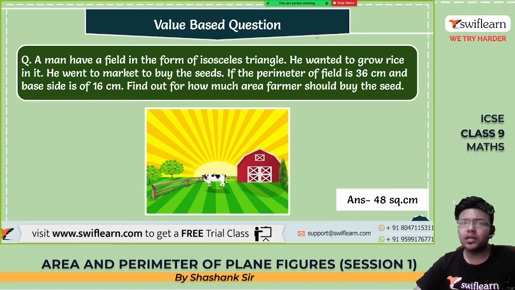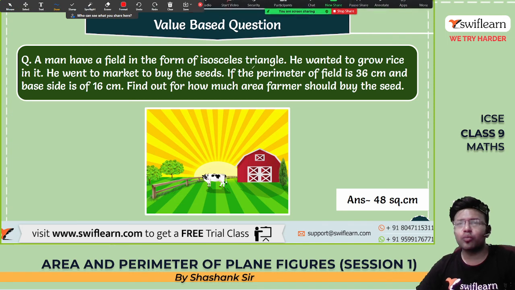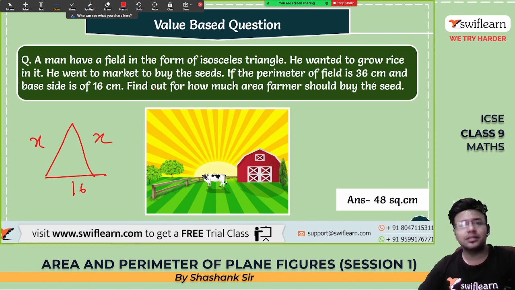This is the perimeter. Now, a man has a field in the form of an isosceles triangle. He wanted to grow rice in it. He went to the market to buy the seeds. If the perimeter of the field is 36, let the two equal sides be x and base side is 16. Find out how much area the farmer should buy seeds for. Find out the area of this triangle.